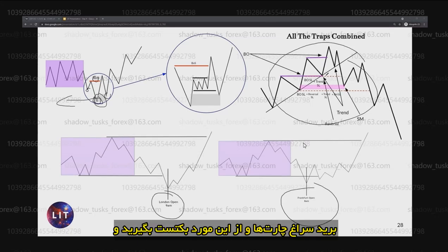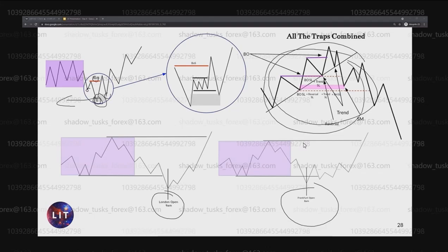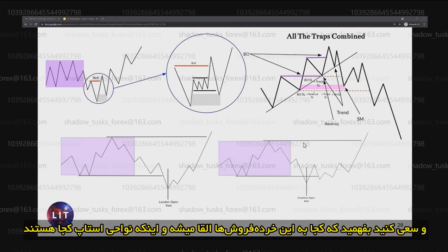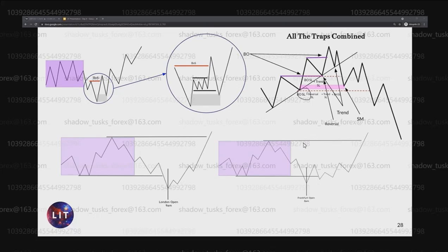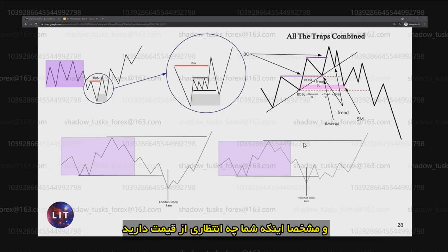And again, go to charts and backtest that and build it up all the time, and try to really understand where these retailers are getting induced and where the stop areas are. That will help you a lot to identify where price will go next and obviously what you expect next.